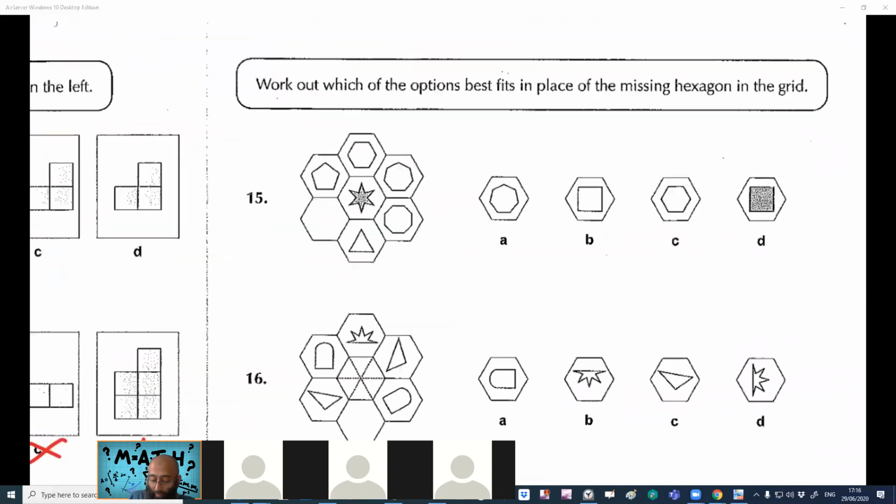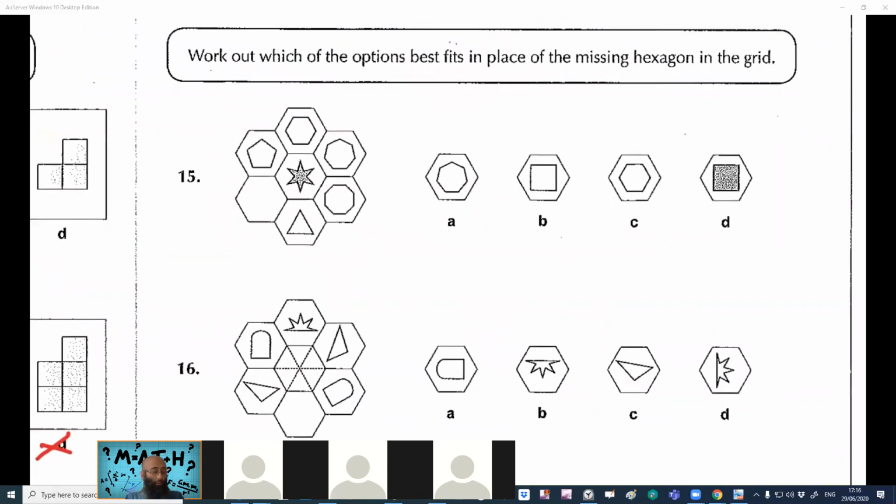Okay, question number 15. Work out which of the options best fits in place of the missing hexagon in the grid. So let's have a look. So we have here a 3-sided shape. We have here, okay, 5, 6, 7, 8. So the pattern is going around this way. So I would say that one should be a 4-sided shape for question number 15. So we're looking for a 4-sided shape.